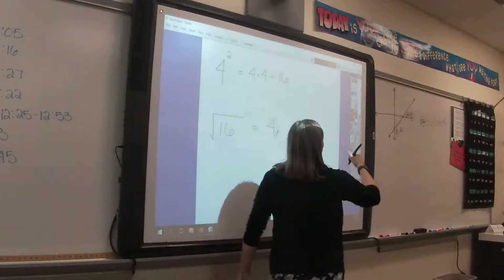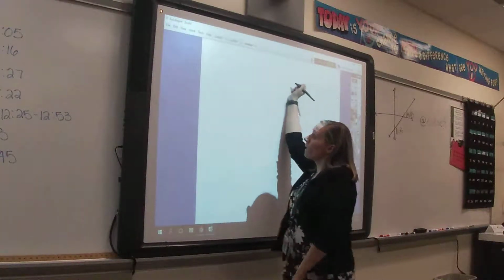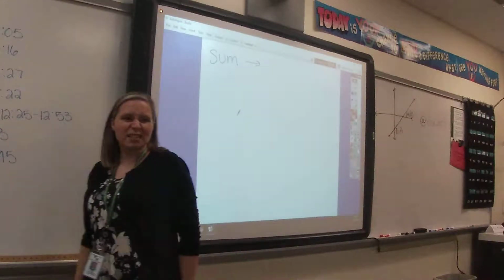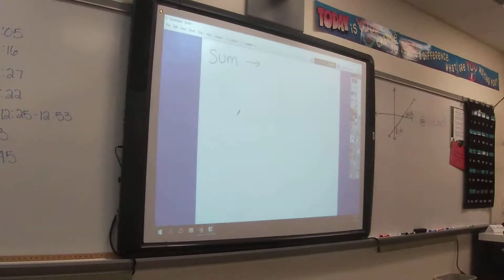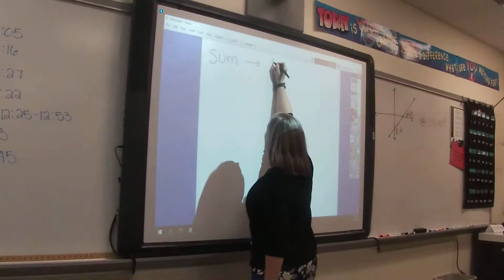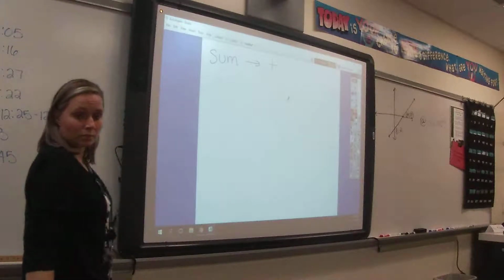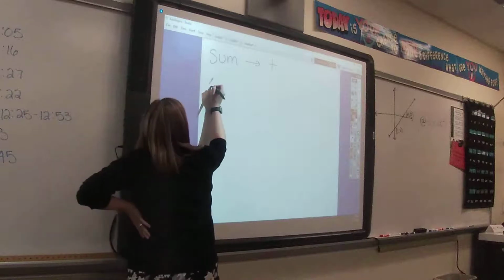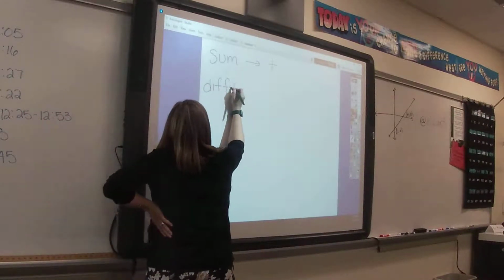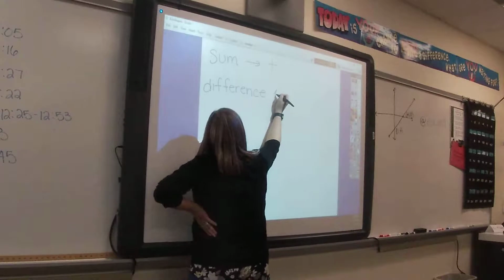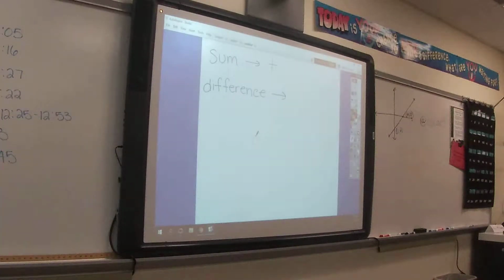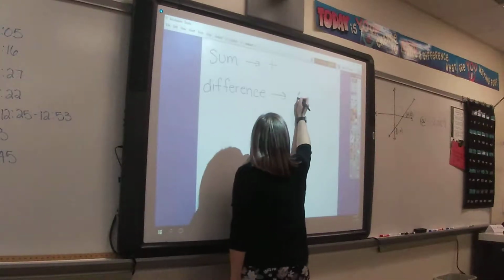Okay, how about some of these words? What does sum mean? To add, right? It's our answer to addition. So this one is our addition. What does difference mean? Subtraction. It's our answer to a subtraction problem.